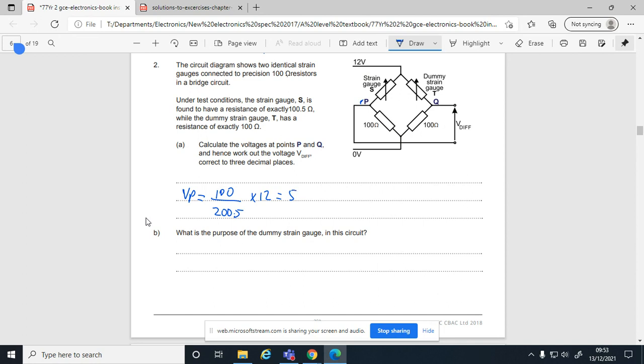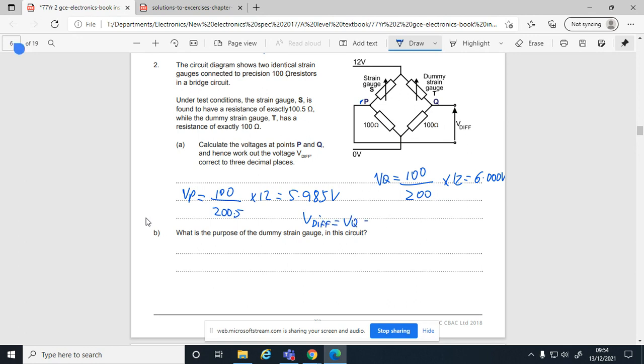You need to go to at least 3 decimal places, I would say, for this one. So don't round that. 5.985, don't just say that's 6 volts, because obviously you're not going to get the accuracy there. Voltage at the next one, which is Q, VQ, is 100 over the total. Dummy strain gauge is 100, so it's literally 100 over 200 times your 12, which is 6 volts. That's how you should write it out if you're going to the same decimal places: 6.000.